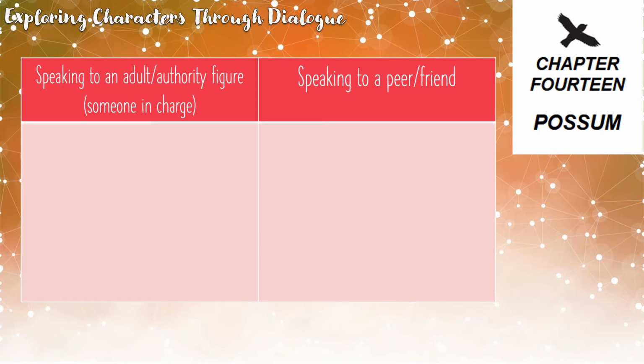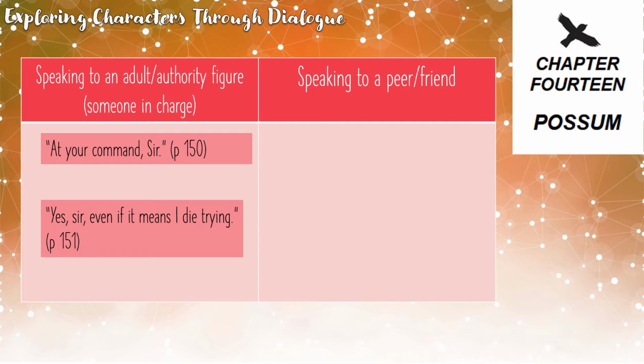When thinking about these phrases from chapter 14 of Two Roads, we can start to sort them into two different categories. The way that Possum speaks when he's speaking to an adult or an authority figure, remembering that that means someone who's in charge, and what he might be speaking like when he is speaking to a peer or a friend. So for example, when he says, "At your command, sir," we know that he is talking to an authority figure, as well as when he says, "Yes, sir, even if it means I die trying."